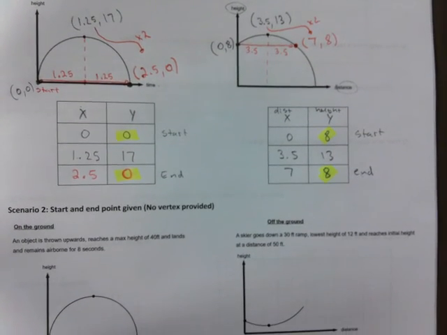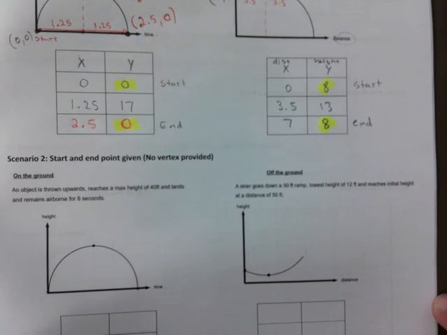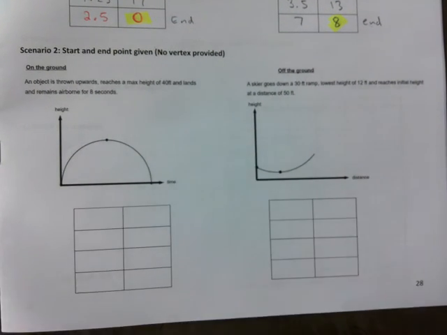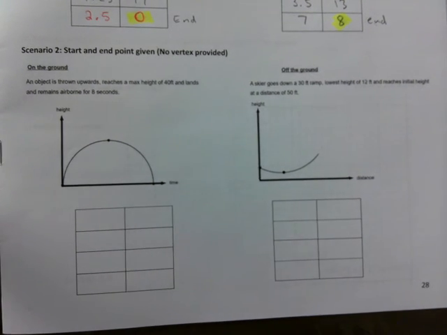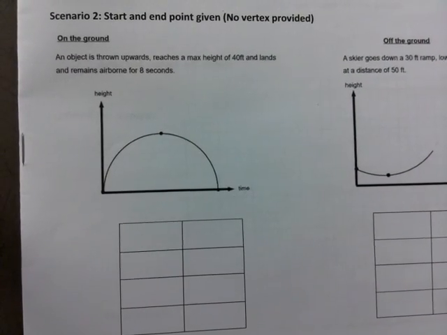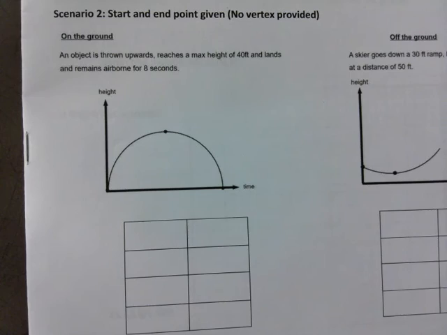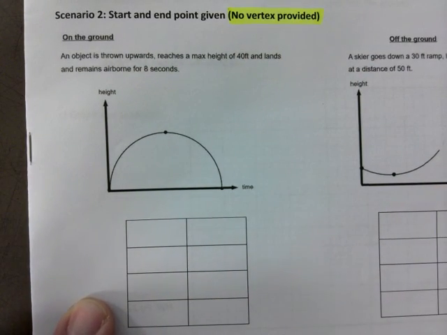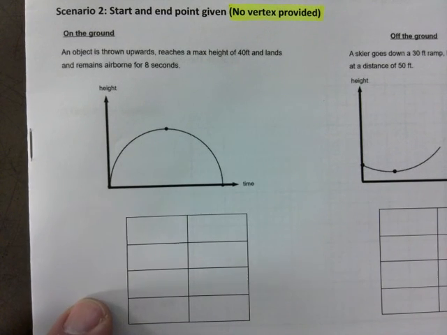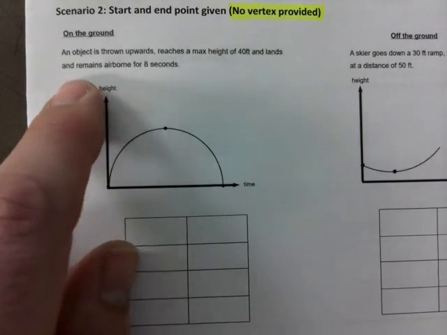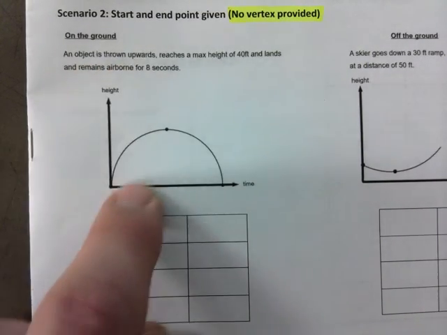How about the other way around? Let's go to the second half here. Let's zoom into this one. Start and end point given, no vertex provided. Like, what if no vertex is provided? Like, they don't tell you, hey, it reaches the highest point. It doesn't tell you that, or it doesn't give you the complete picture. So let's look at this scenario.